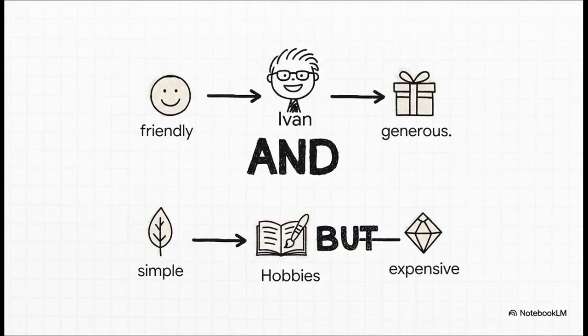And hey, why stop at 1? You can get even more descriptive by linking a few of these together. You can use words like and, but, or. So you could say, Ivan is friendly and generous. Or you can create a really interesting contrast, like his hobbies are simple but expensive. This lets you add some real complexity and detail with almost no extra effort.